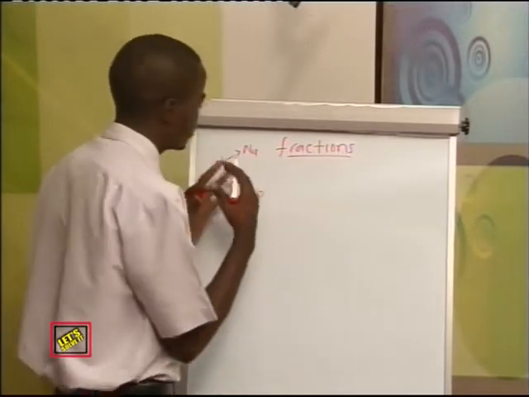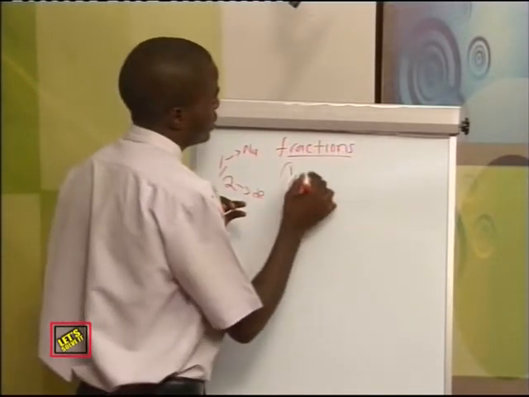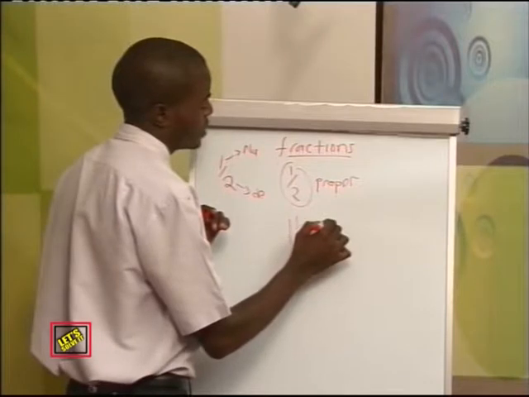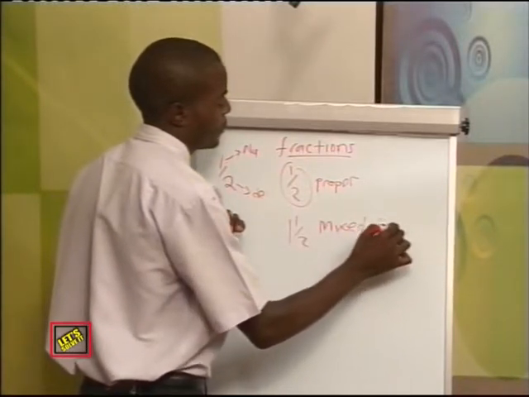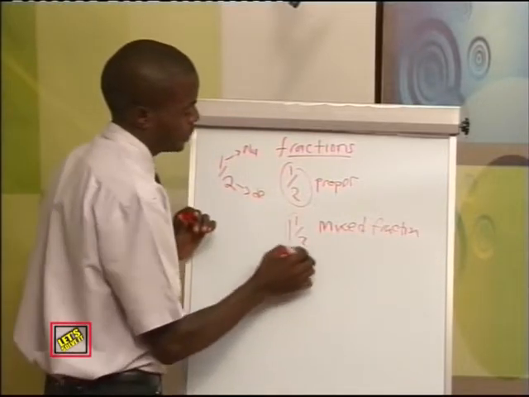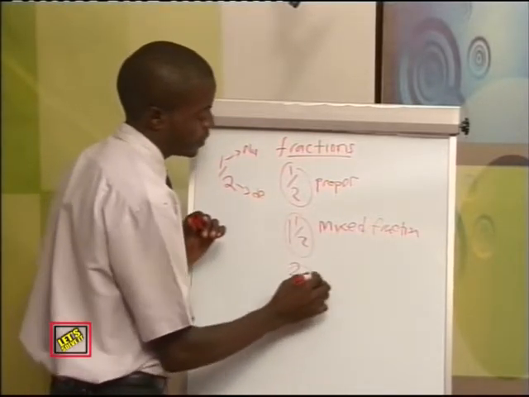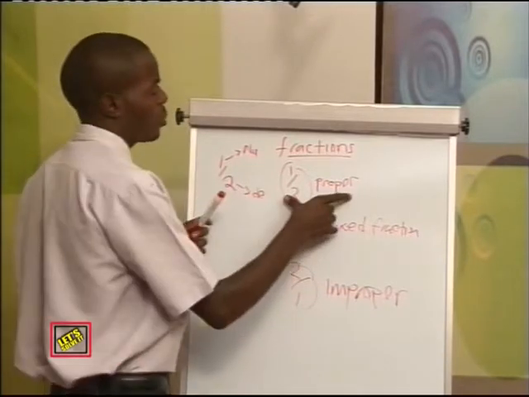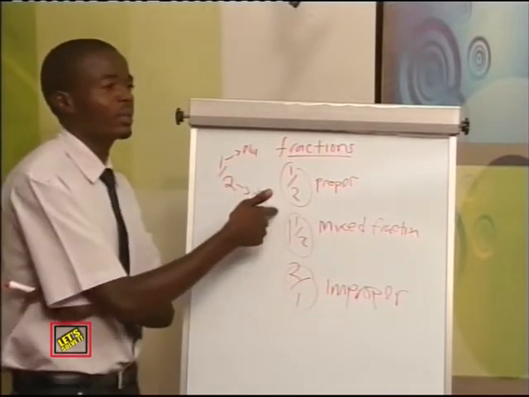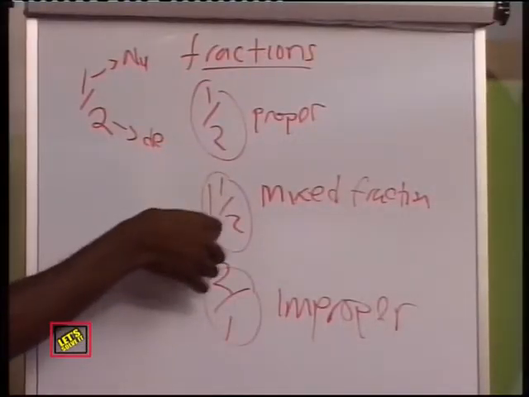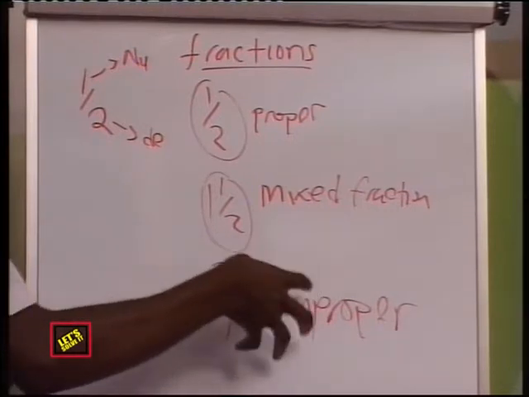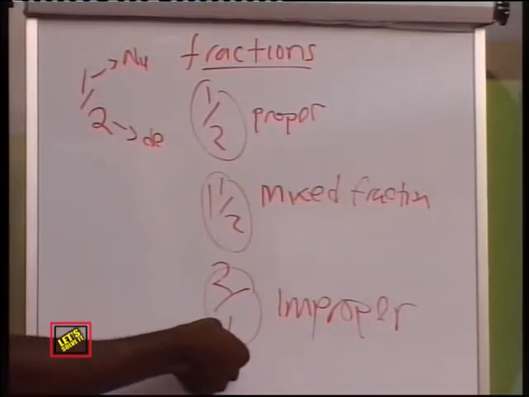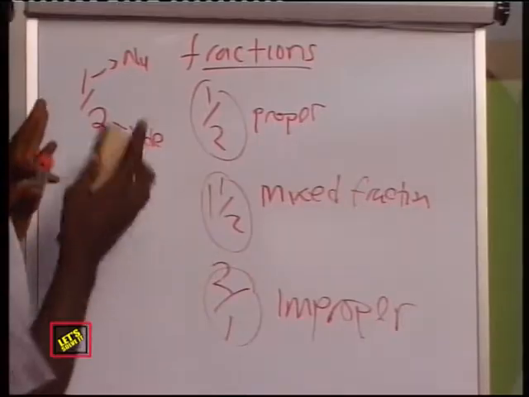Then we've got different kinds of fractions. This is called the proper fraction. This is called a mixed fraction. Then this is called an improper fraction. So now I'll explain the three. This is called a proper fraction because the numerator is smaller than the denominator. This is called a mixed fraction because we've got a whole number, the numerator and the denominator. This is called an improper fraction because we've got the numerator bigger than the denominator. At least now you've got a clue what fractions are.